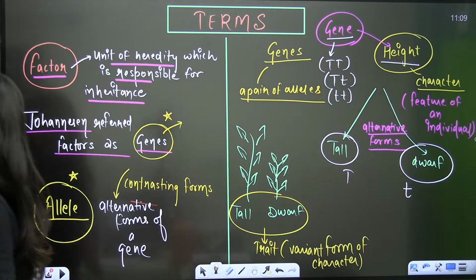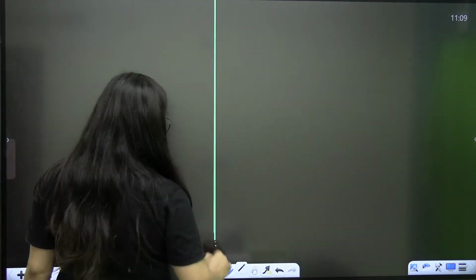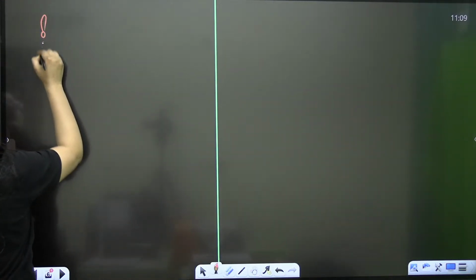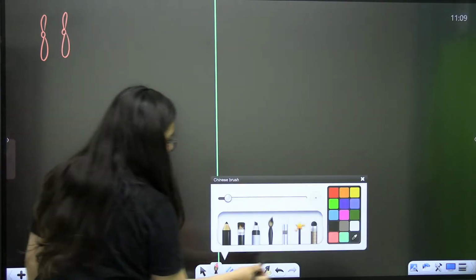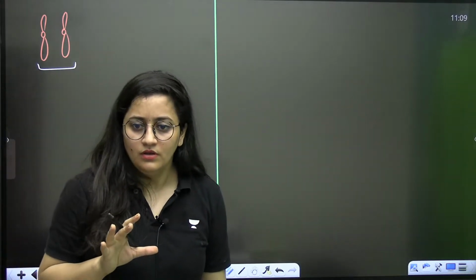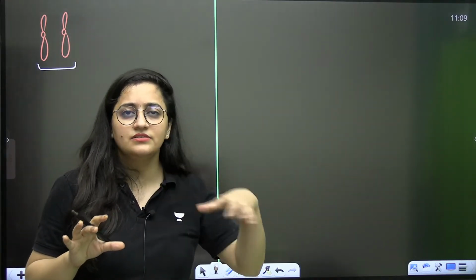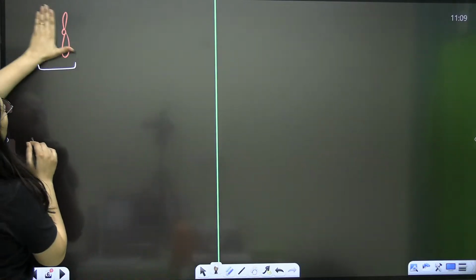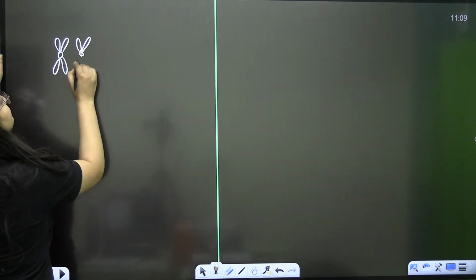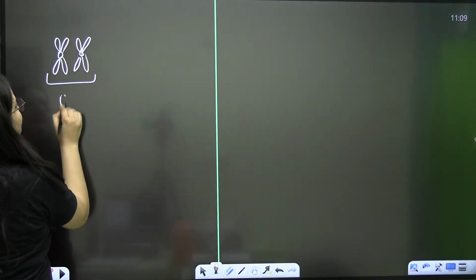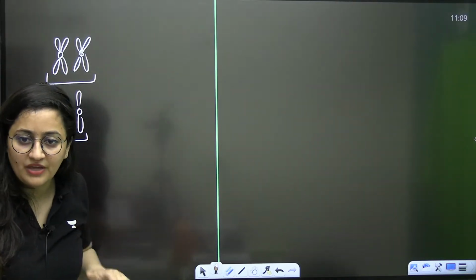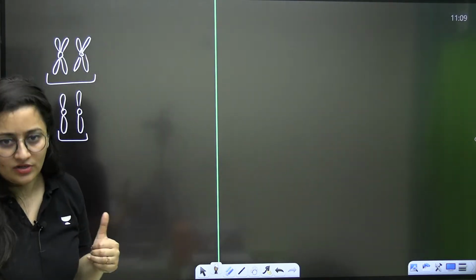So basically, how do we represent it? You might be confused: ma'am, why capital T, why small t, why are we using the alphabet? See, this is one chromosome, this is another chromosome. Chromosomes are in pairs. I think that much you all know. We have completed it in cell cycle and cell division, that we have the homologous pair of chromosomes. That's what we draw. Many times students get confused. According to them, if it is present like this, then only it is the homologous pair. Actually, it is not the case, bacho.